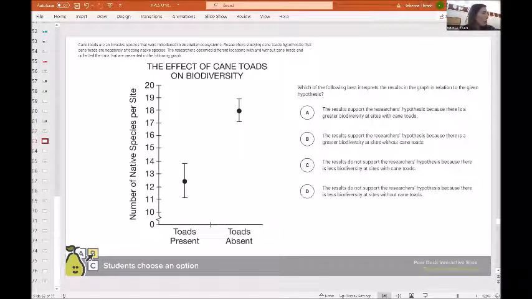All right, one more multiple choice here before we wrap that part up. So cane toads are an invasive species that were actually intentionally introduced into Australia. They're studying the effect of cane toads, and they hypothesize that they negatively affect native species. So they use different locations with and without cane toads, and that's what you see in the graph. Which of the following best interprets the results in the graph in relation to the given hypothesis?